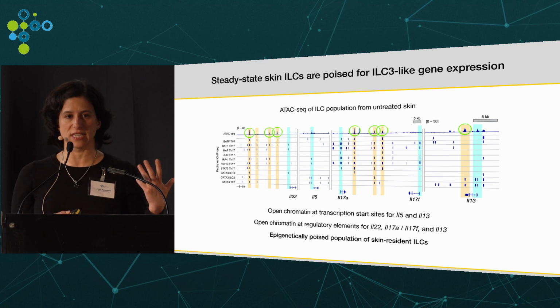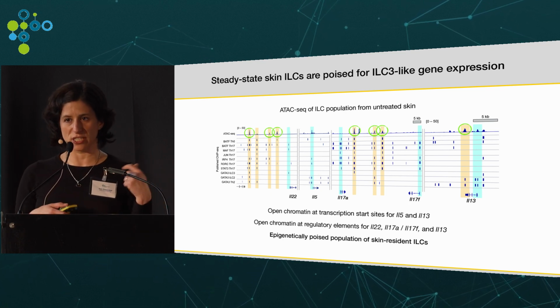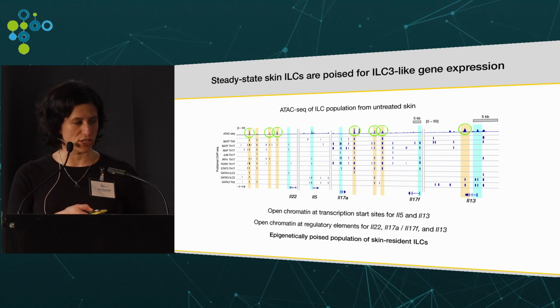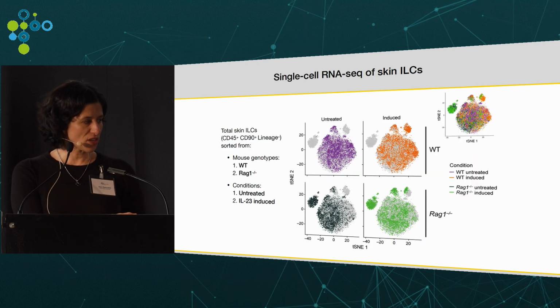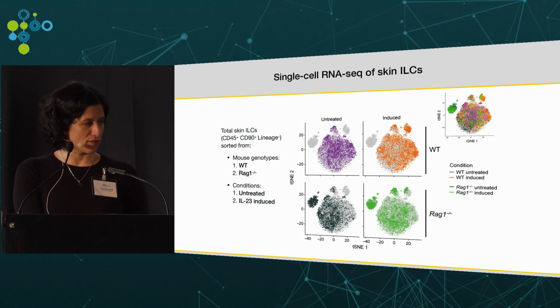So that gave us this idea that maybe they're kind of poised to become ILC3-like, which is actually a different model from how T cells get differentiated. So we wanted to look then at the single-cell data more closely. This is an overview of it.